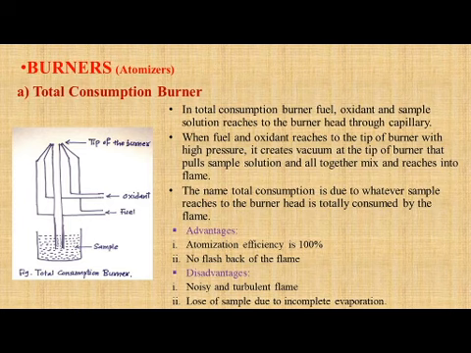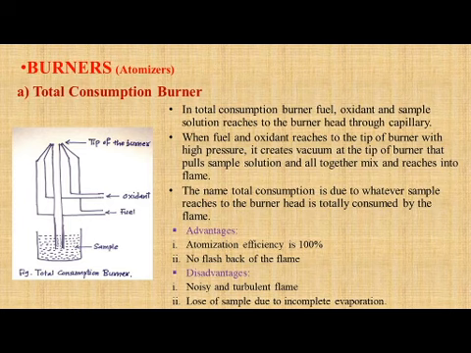The picture of the total consumption burner clearly shows the different components of this burner. There is a tip of the burner, and oxidant and fuel pass separately through the tip. The sample solution is kept in a beaker or sample container, and in the total consumption burner, fuel, oxidant and sample solution reach the burner head through capillaries. There is an individual capillary for each.